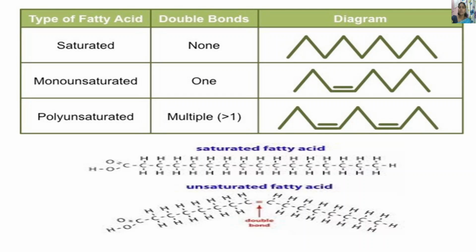As I told you, saturated, monounsaturated and polyunsaturated. Saturated fatty acid has no double bonds, monounsaturated fatty acid has a single double bond, and polyunsaturated fatty acid has more than one double bond. Again, this is the example where I have shown you the saturated fatty acid without double bonds and the unsaturated fatty acid with a double bond in its long hydrocarbon chain.